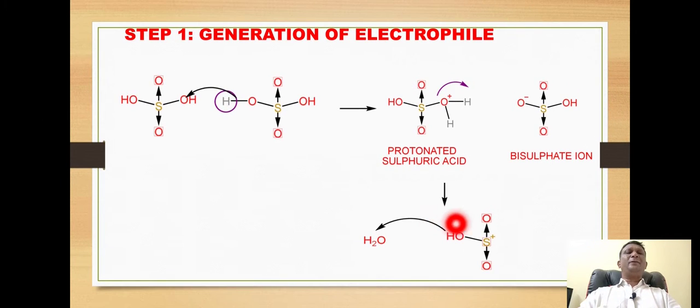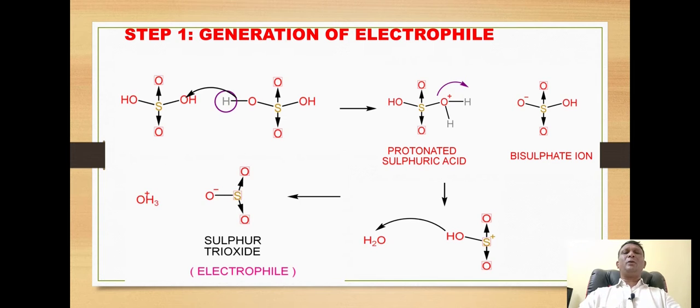When the HSO3 plus and water molecules are formed, the HSO3 plus molecule is acidic enough to transfer a proton. So there is a transfer of proton from this molecule to the water molecule, and this leads to the formation of sulfur trioxide, that is SO3, along with formation of hydronium ion, which is H3O plus.